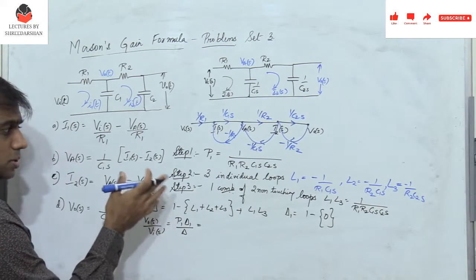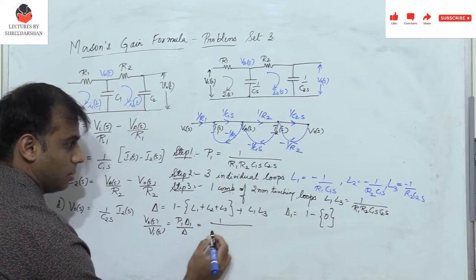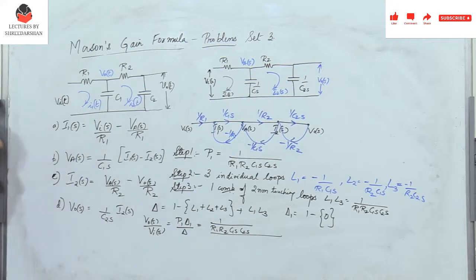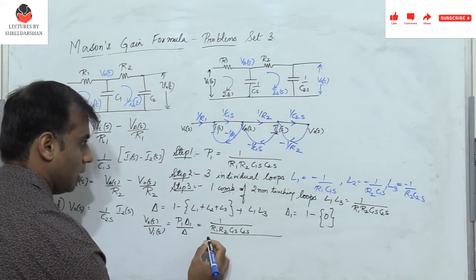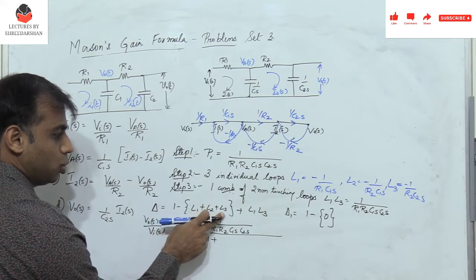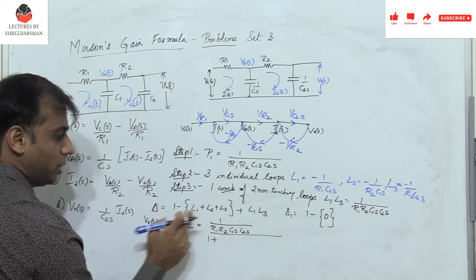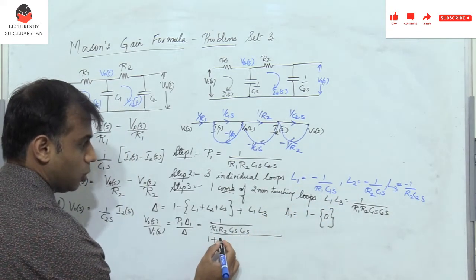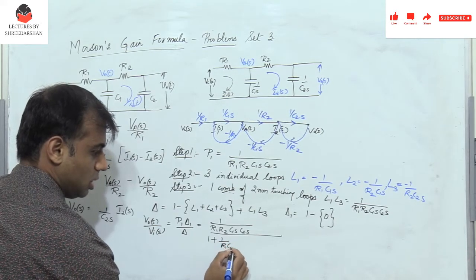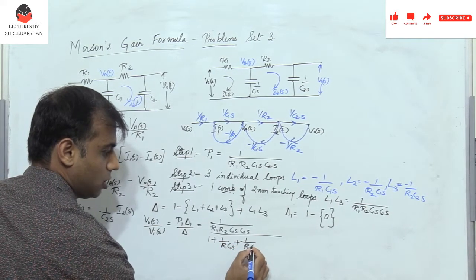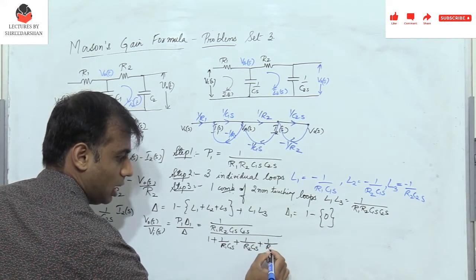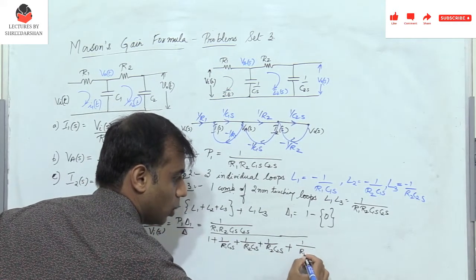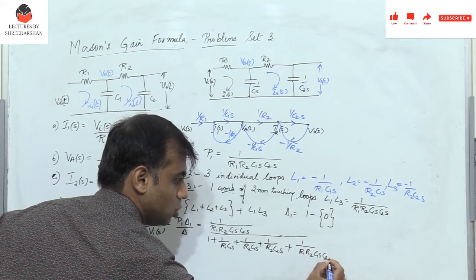So very simple problem. So what is P1? P1 is 1 divided by R1, R2, C1s, C2s, divided by delta. This is delta here. So I have 1 plus L1, L2, L3. If I remove the brackets, I get plus sign everywhere because all these 3 are negative, right? So I would get 1 plus 1 by R1 C1s plus 1 by R2 C1s plus 1 by R2 C2s plus L1 L3. That is 1 by R1 R2 C1s C2s.